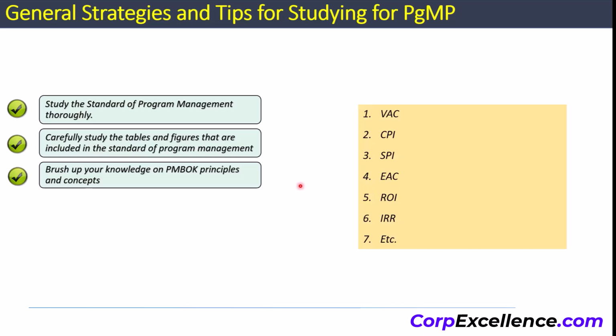This includes earned value calculations and others. They're covered in the PMBOK guide and not in the Standard of Program Management handbook. Here you can see some examples of those calculations. Some of those calculations include variance at completion, CPI, which is the Cost Performance Index, SPI, Schedule Performance Index, EAC related to earned value, ROI, which is return on investment, internal rate of return, and so on.